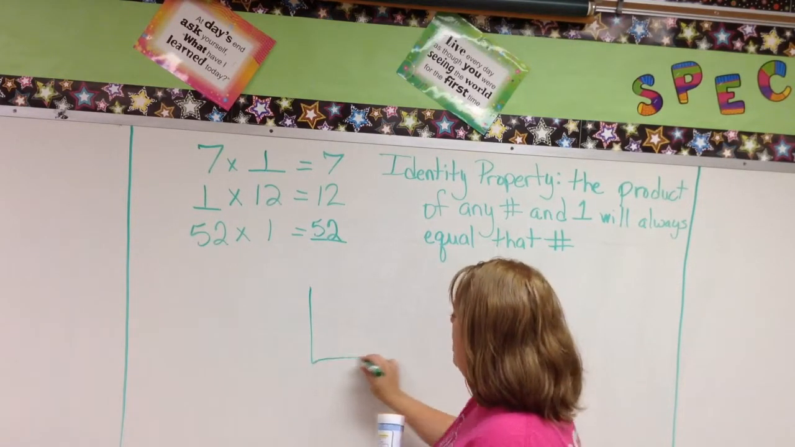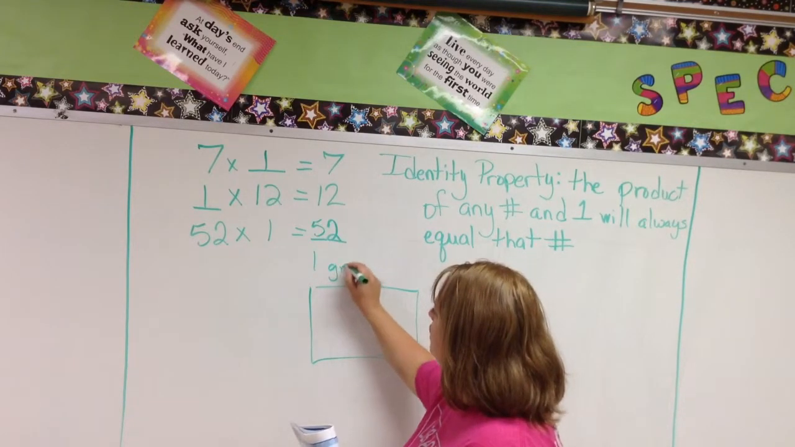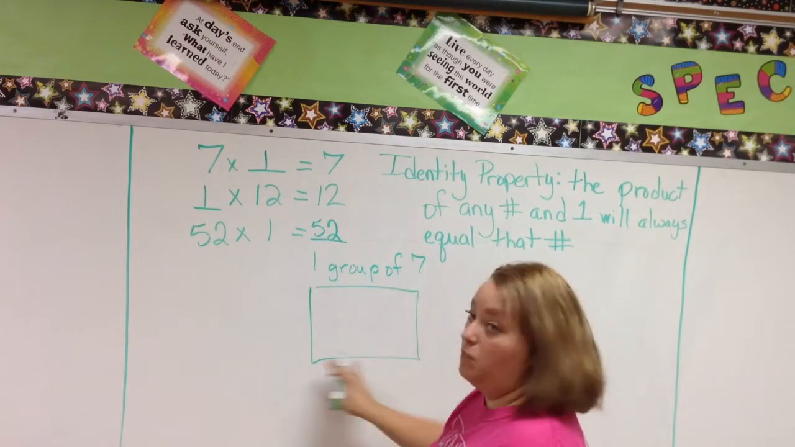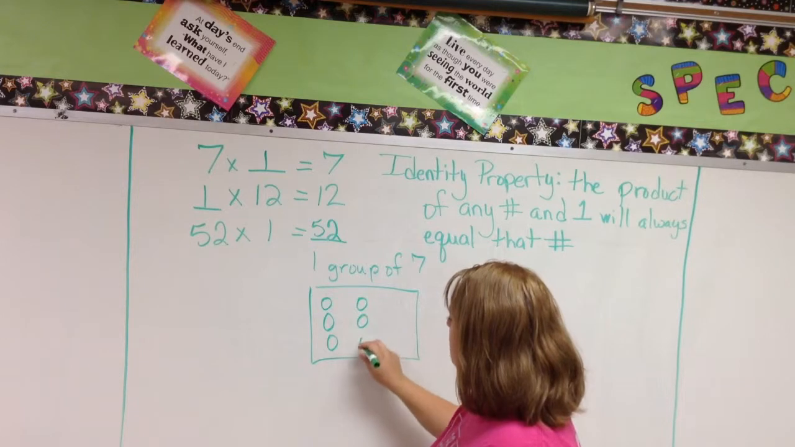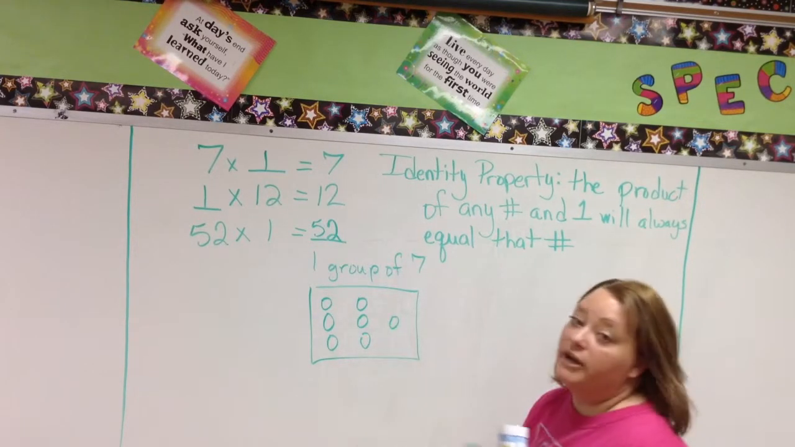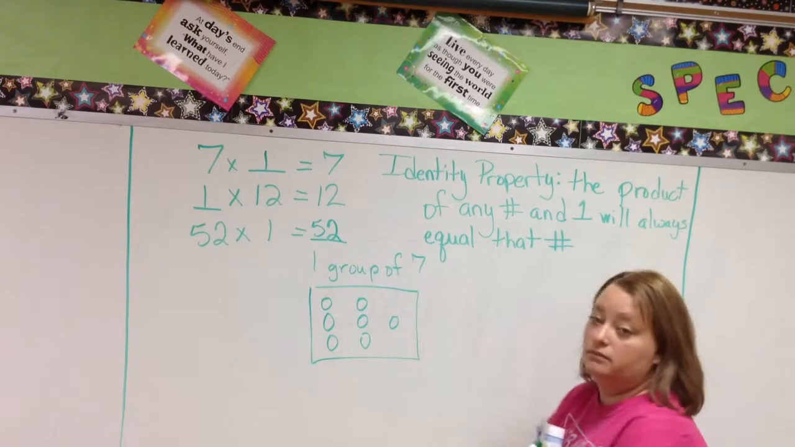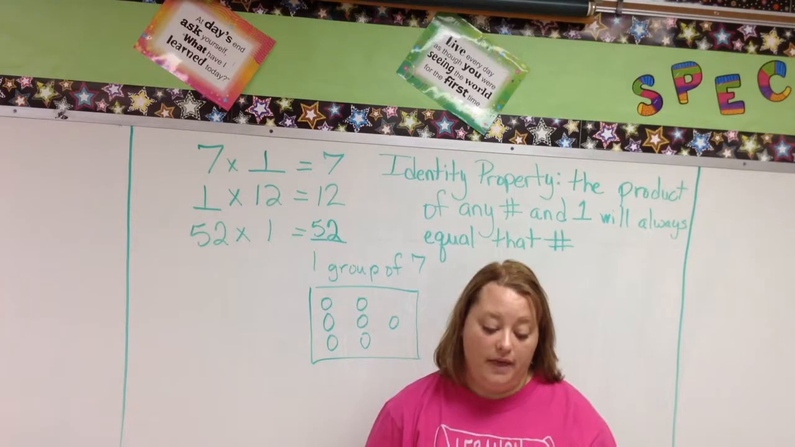For example, you could draw a picture here, and I could say 1 group of 7. Here is 1 group, and there is 7. 1 group of 7 will always equal 7. Those are our multiplication properties today that we are going to go over.